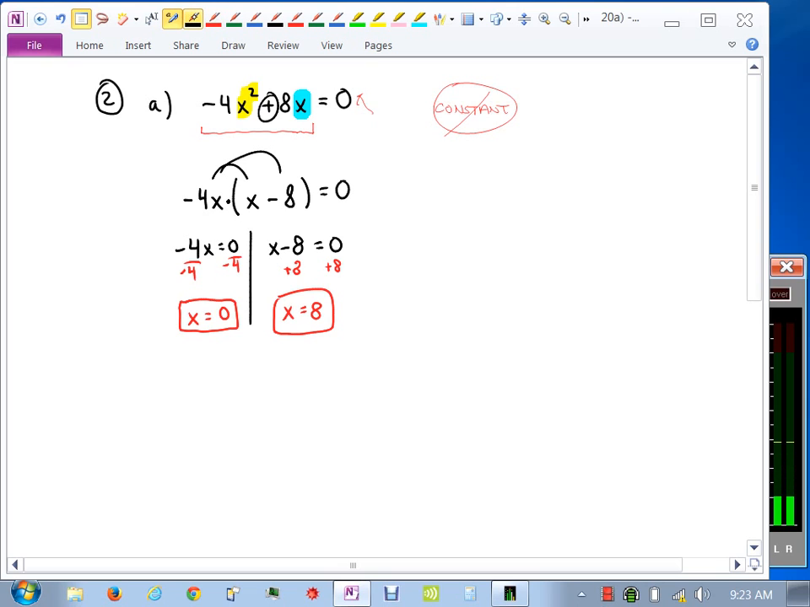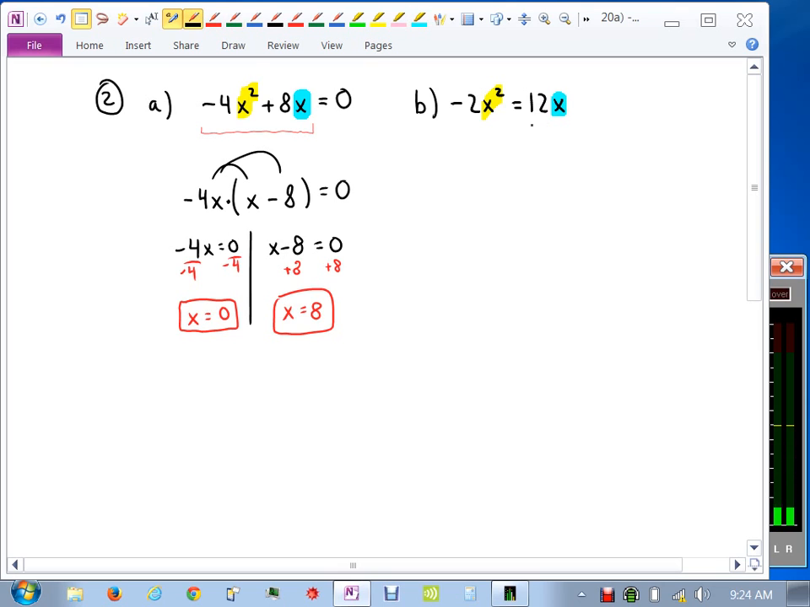Okay, for part B, I'll do B right next to it. Let me get a couple of other things out of here. For part B, negative 2x squared equals 12x. So again, we have an x squared term, and we have an x term. We do not have a constant. So I need to get everything to one side.